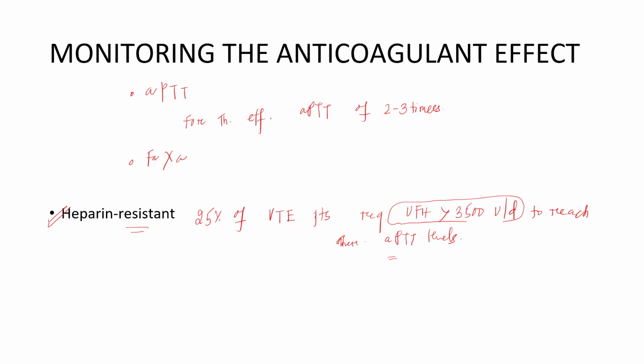Okay. So in any patient, if you are using more than 3,500 units of unfractionated heparin per day to achieve the therapeutic APTT level of 2 to 3 times normal, that is known as heparin resistance. Okay, and it is seen in 25% cases of venous thromboembolism. In such cases, it is better to monitor via factor 10A.